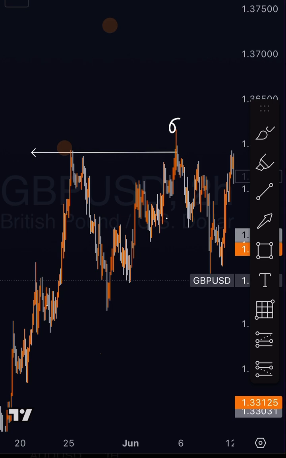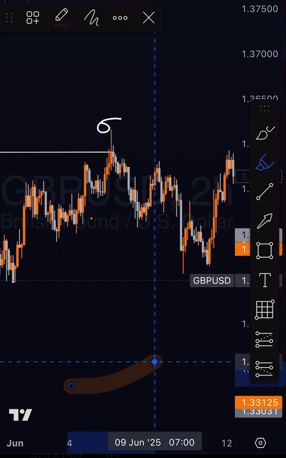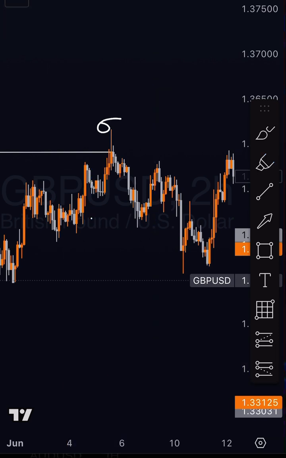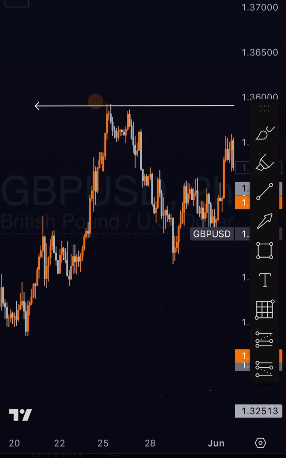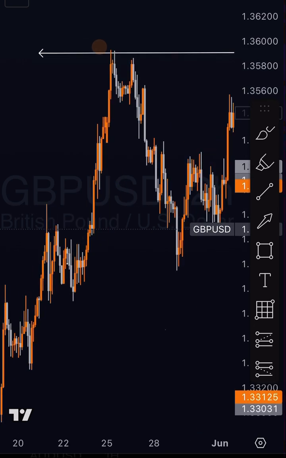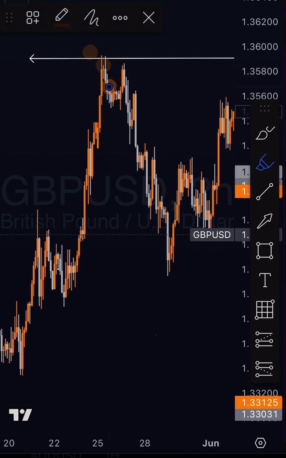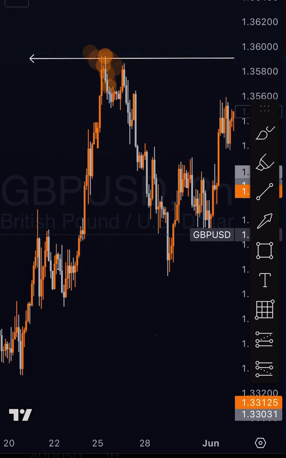In this case, we're going to start by identifying the higher lows and the higher highs. Where's the higher high and the higher low? In this case, the higher high is this over here. This is the higher high right over there.